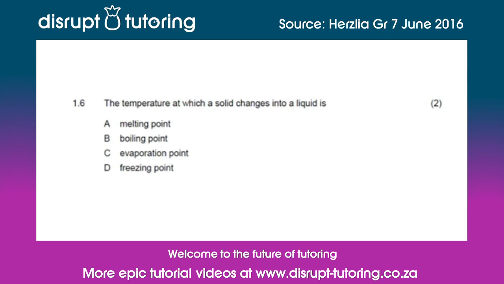Today we're going to be answering a grade 7 energy and change question taken from the Herzia Middle School June 2016 exam paper. So let's dive straight in. We're going to be answering question 1.6 in that question paper, and the question reads, the temperature at which a solid changes into a liquid is what? Okay, and the options we have are A, melting point, B, boiling point, C, evaporation point, and D, freezing point.